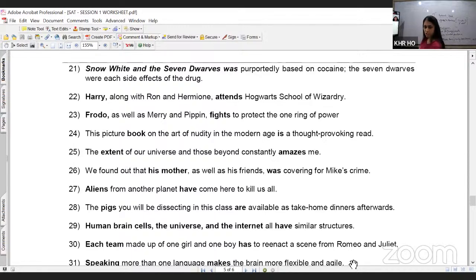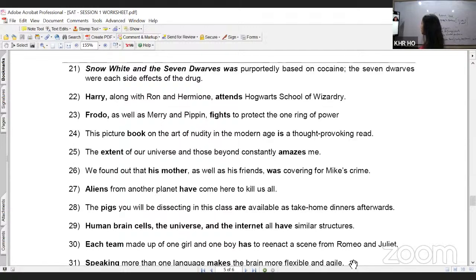Think about it. I'm just asking you. Mike's crime, then it will be wars. Mike's crime was covered by his mother as well as friends. Yeah, just flip the sentence. And what you were saying, Raina, it is the same as Hogwarts School of wizards and all. So it's a school. It's a collective noun.